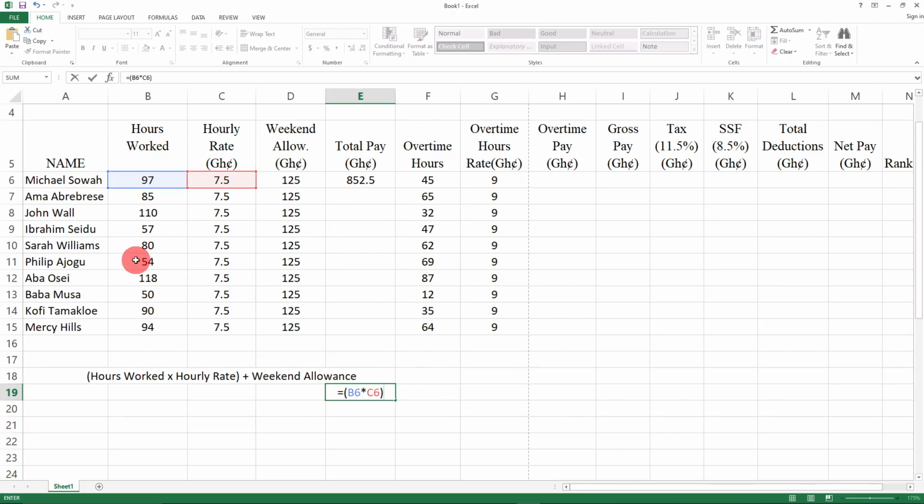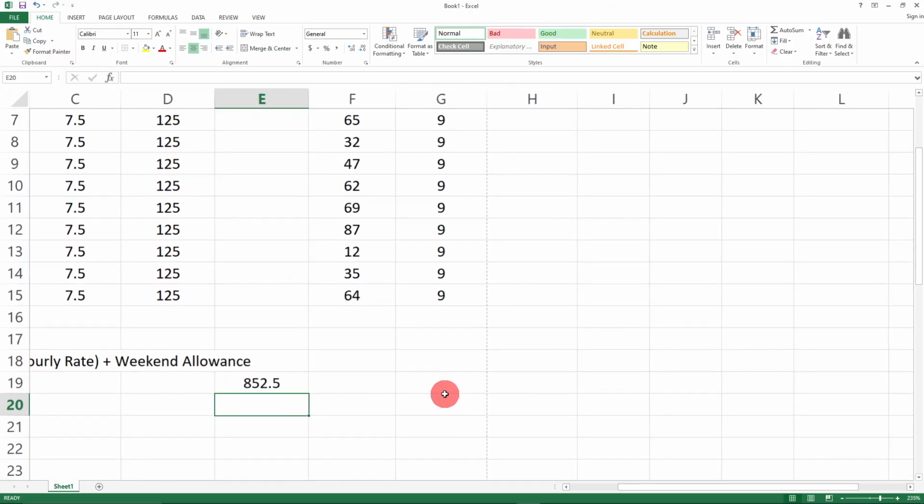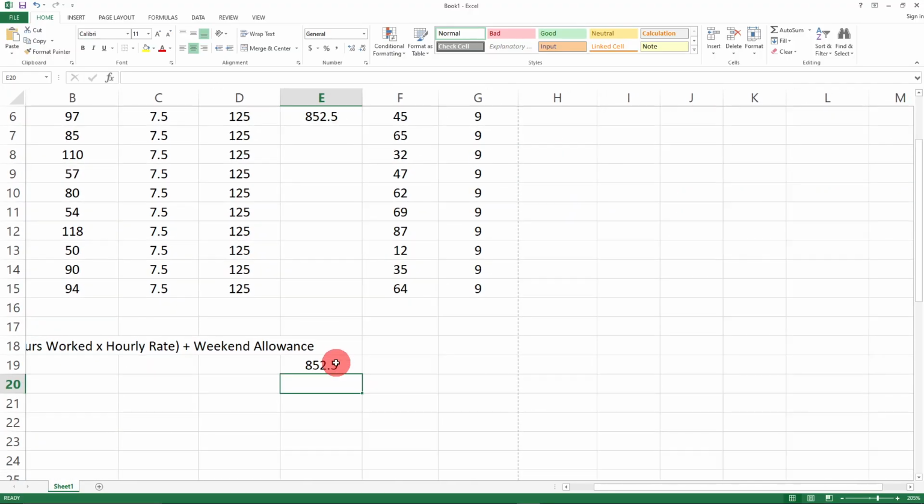then we close it. You see that it has highlighted, plus the weekend allowance, which is the 125, but we are not typing the 125. The 125 is under D6 for Michael, so D6. Now if I hit enter, I should get the same answer like what I did. You see that I've gotten the same answer, which is 852.5.